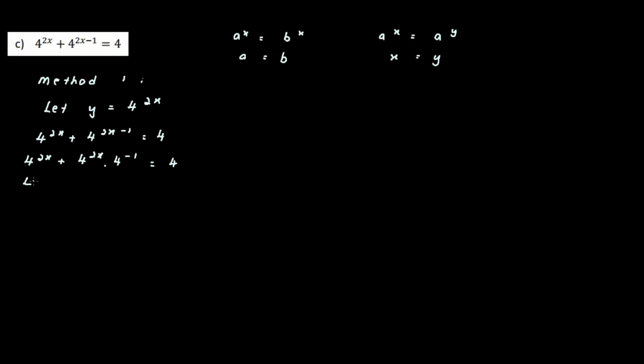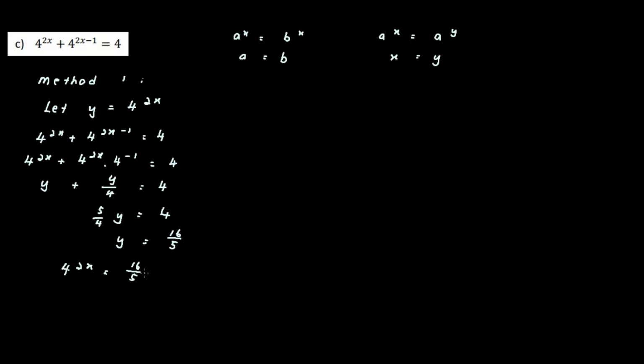So for 4^2x, now you can try to substitute already. So 4^2x is y. So y plus, 4 to the power of negative 1 is 1 over 4. So that's why you have y over 4 equals to 4. So you get 5 over 4 y equals to 4. When you solve it, you can get y equals to 16 over 5. Okay, so after you get this, then you can continue to solve it. So 4^2x will be equals to 16 over 5.